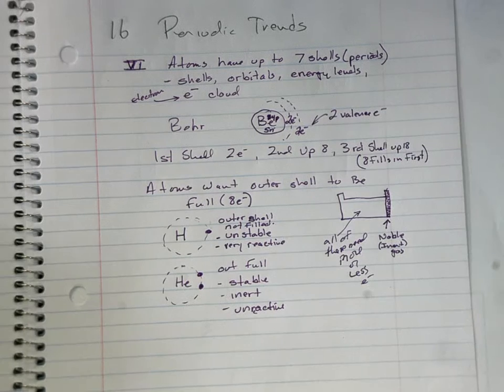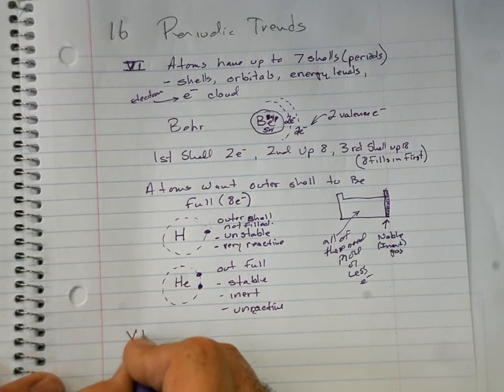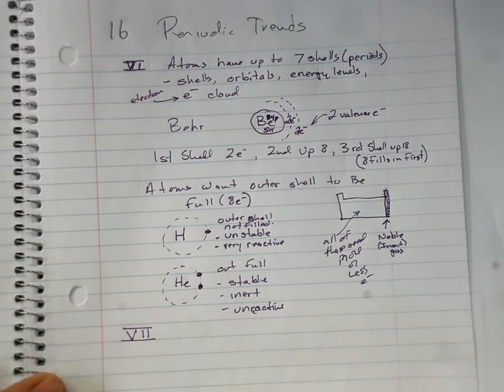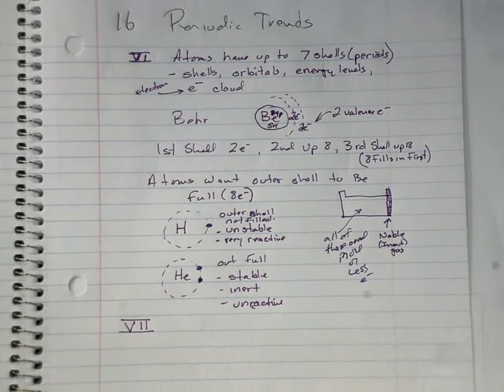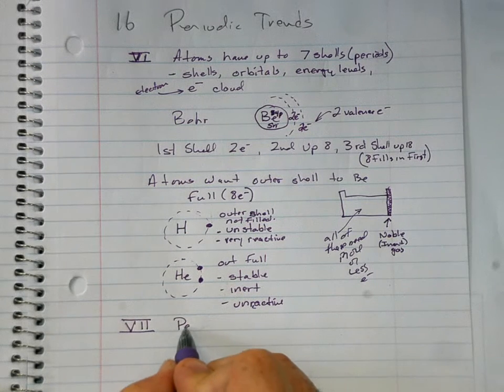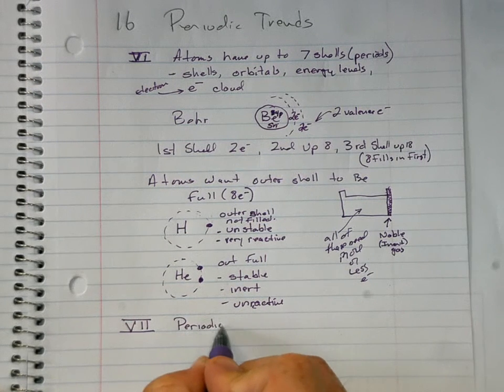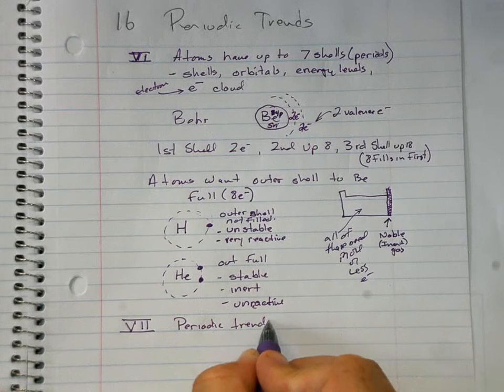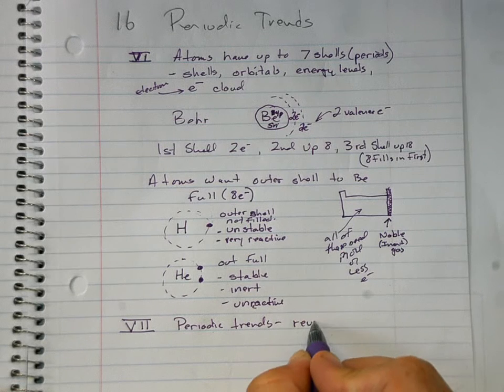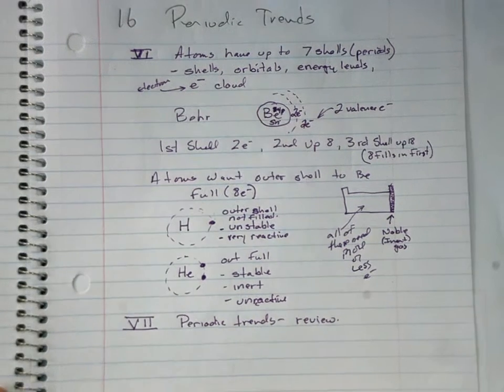Okay, I think we're just about done. Now we're going to get to Roman numeral 7, periodic trends. This is review.